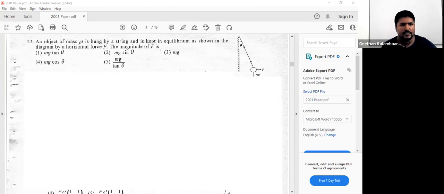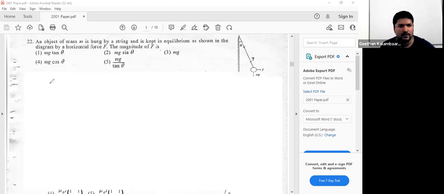An object of mass m is hung by a string and is kept in equilibrium as shown in the diagram by a horizontal force F. The magnitude of F is, right. So this is a simple equilibrium question. We have three forces. The forces I will mark: there's a tension, weight, and F force.